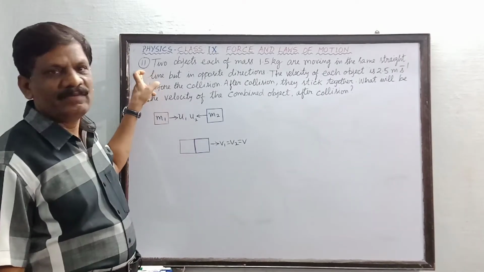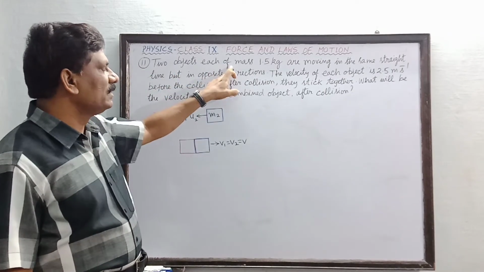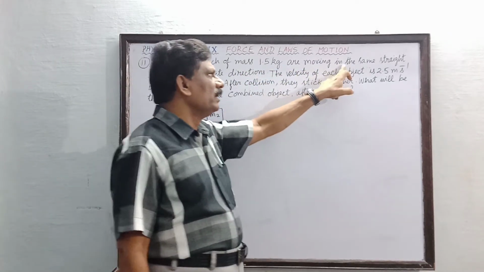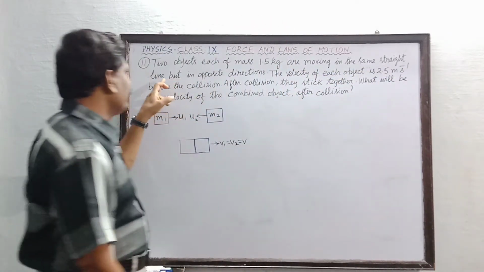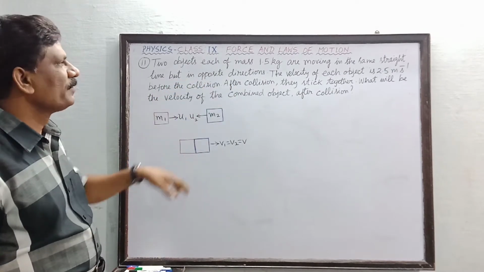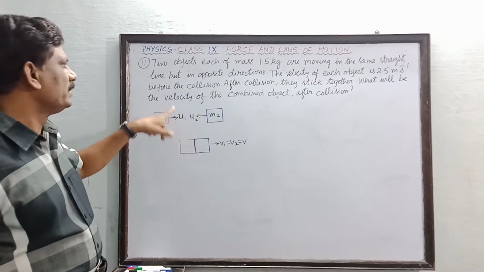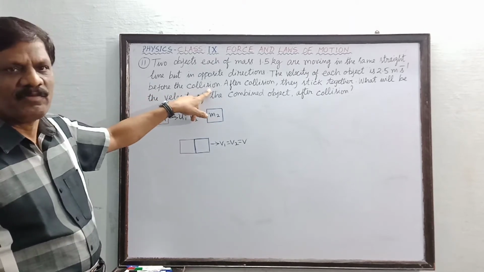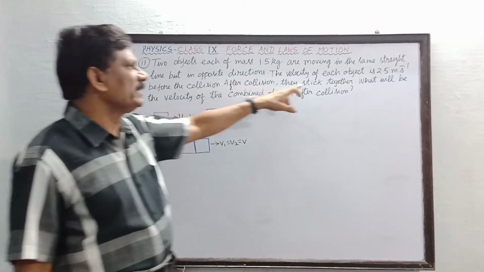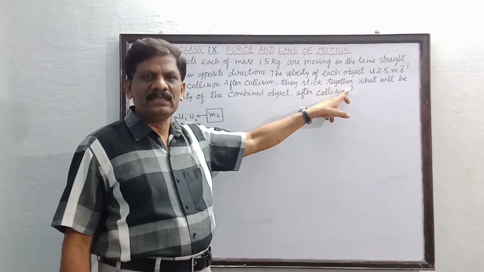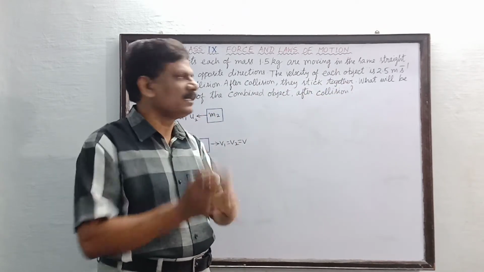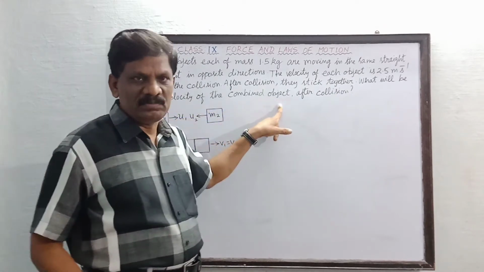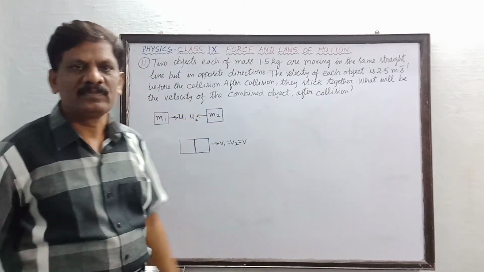Question number 11. Two objects, each of mass 1.5 kg, are moving in the same straight line but in opposite directions. The velocity of each object is 2.5 meter per second before the collision. After collision, they stick together. Okay, they are attached to each other together. What will be the velocity of the combined object after collision?